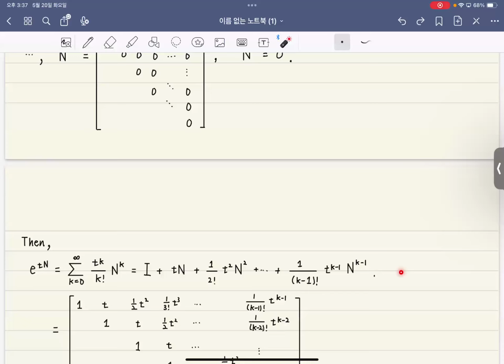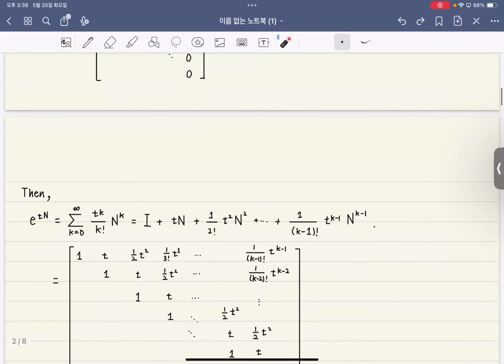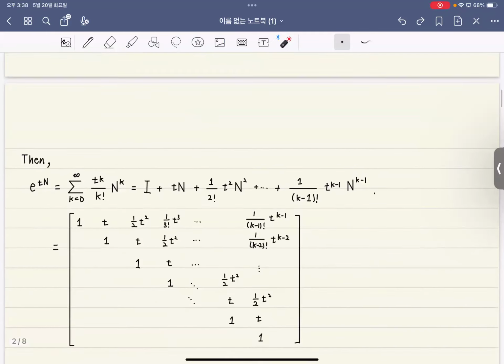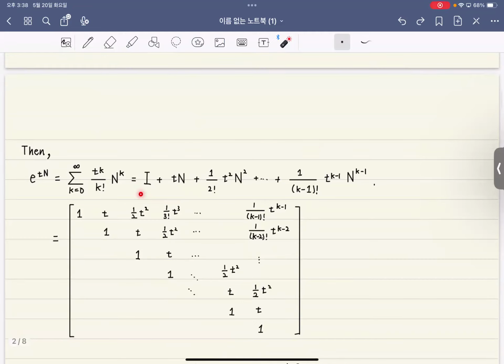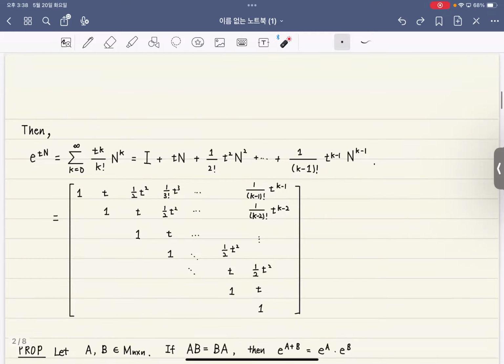And there's nothing more, so the summation must end here. Okay, so this is a finite sum, so I won't have too much trouble in this computation. So this is the result.